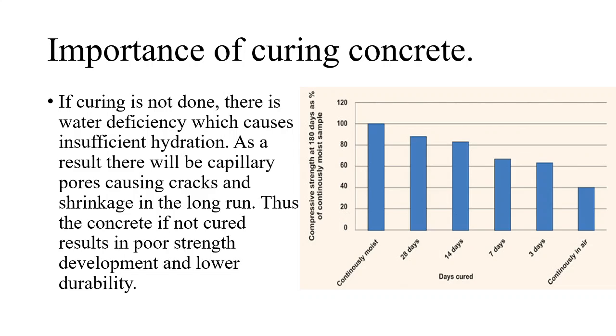See on this bar chart, on the x-axis, curing period is given, and the compressive strength attained is given on the y-axis. So if you keep the concrete continuously moist, you can get 100%. But if the curing is not done, that is the last bar, which is continuously in air, you get strength of only 40%. So this is the importance of curing and the period of curing.